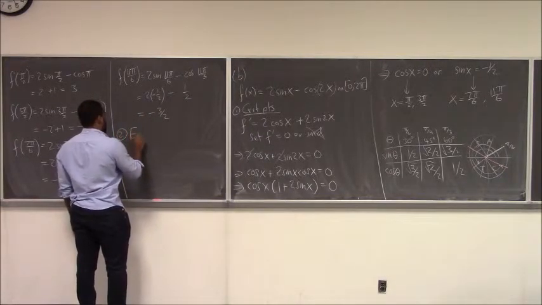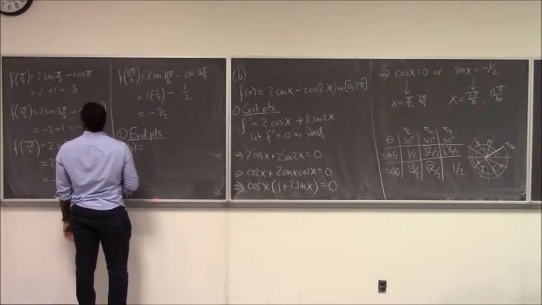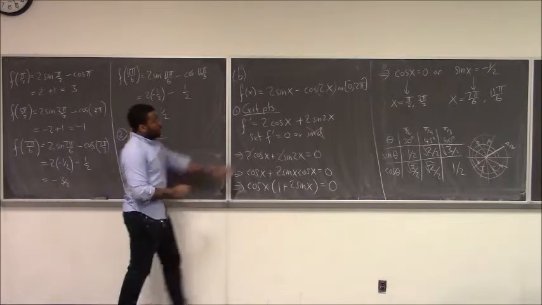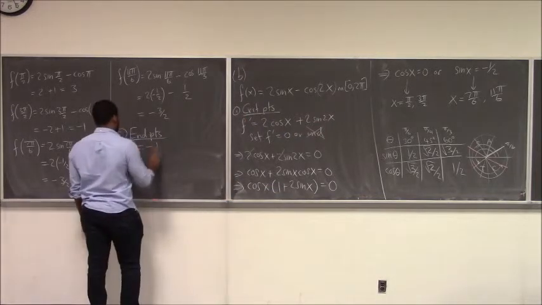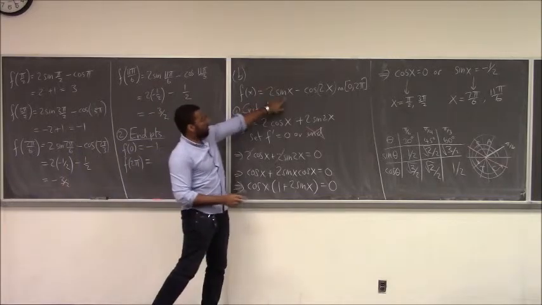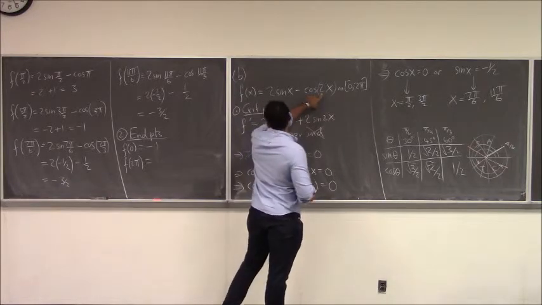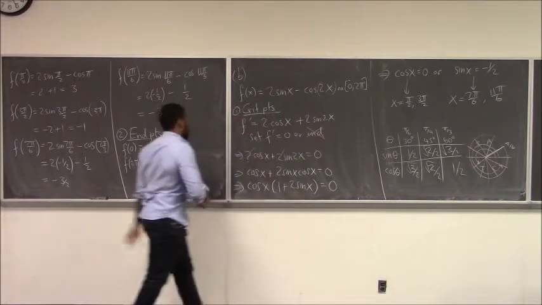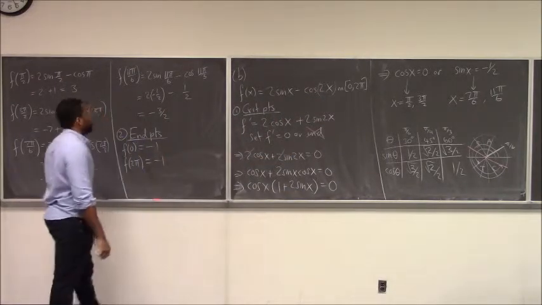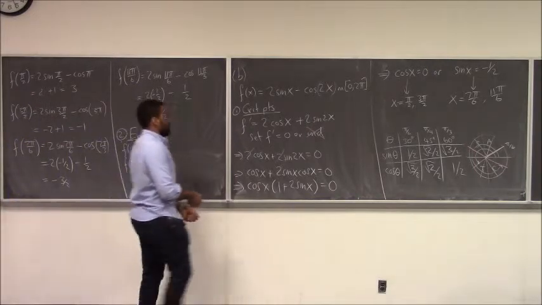Two, test the endpoints. F of 0. Well, sine of 0 is going to be 0. Cosine of 0 is 1, so that's just minus 1. F of 2 pi. Sine of 2 pi is 0. And if I plug in 2 pi here, I get cosine of 4 pi. Cosine is positive 1 at all even multiples of pi. And so that's minus 1. Which brings us to step 3.